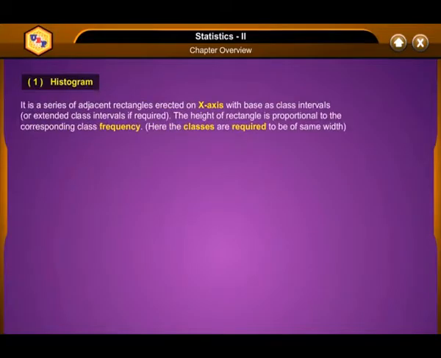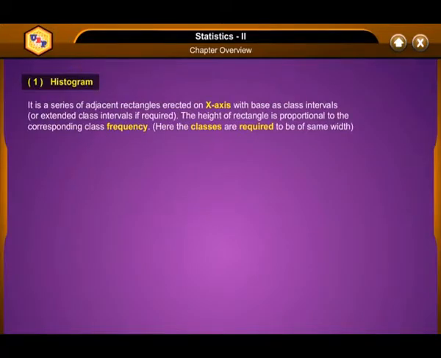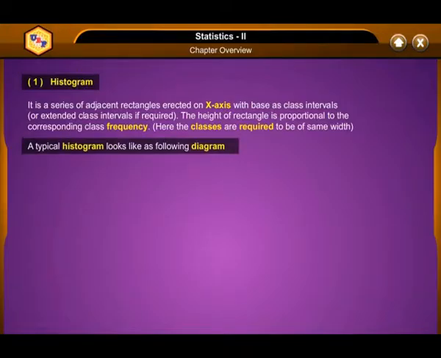Histogram. It is a series of adjacent rectangles erected on the x-axis with the base as class intervals, or extended class intervals if required. The height of each rectangle is proportional to the corresponding class frequency. Here, the classes are required to be of the same width. A typical histogram looks like the following diagram.